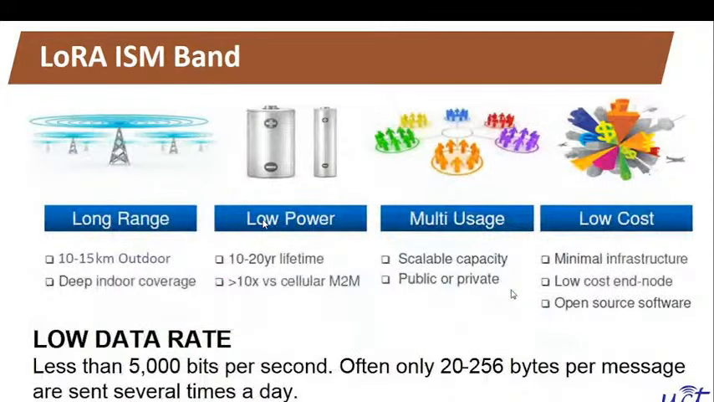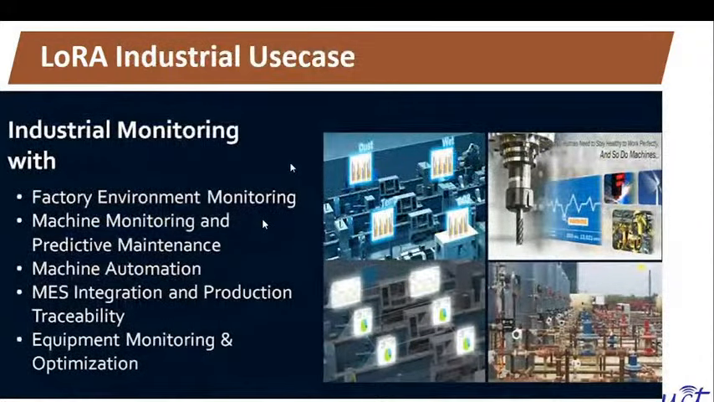And these are the different features of LoRa. It is long range, low power. The full form of LoRa is long range, and then low power, multi usage and low cost. There are multiple industrial monitoring use cases, like factory environment monitoring, machine monitoring and predictive maintenance, machine automation, MES integration, production traceability, equipment monitoring and optimization. There are multiple use cases in industries we have covered, because today's focus was the industrial domain only. So we have covered that much.